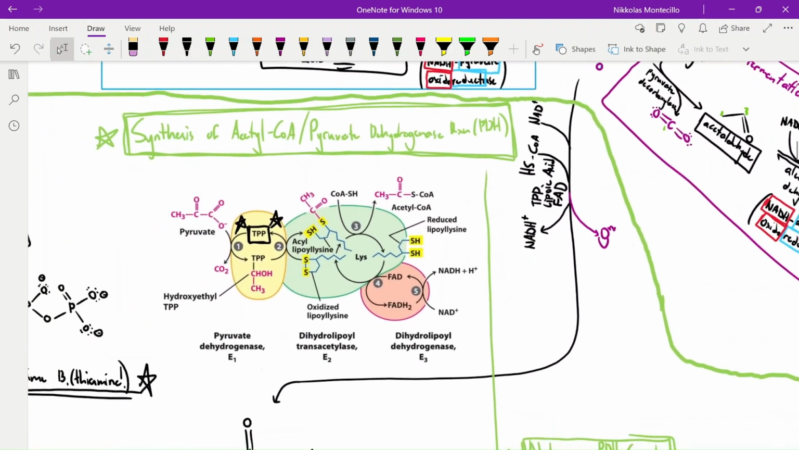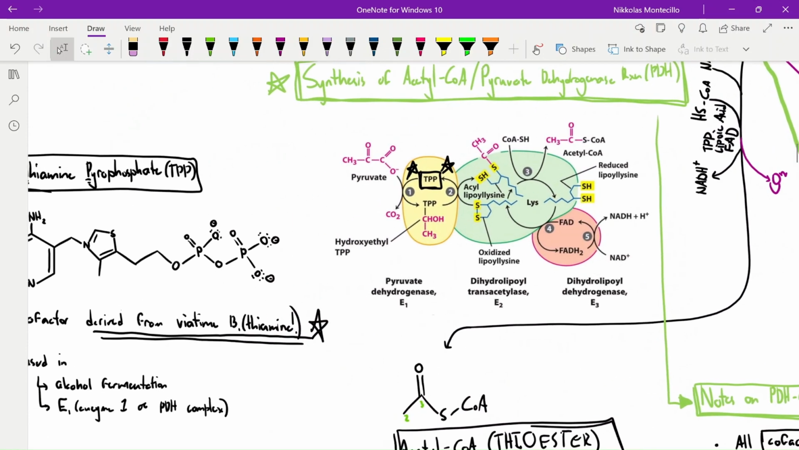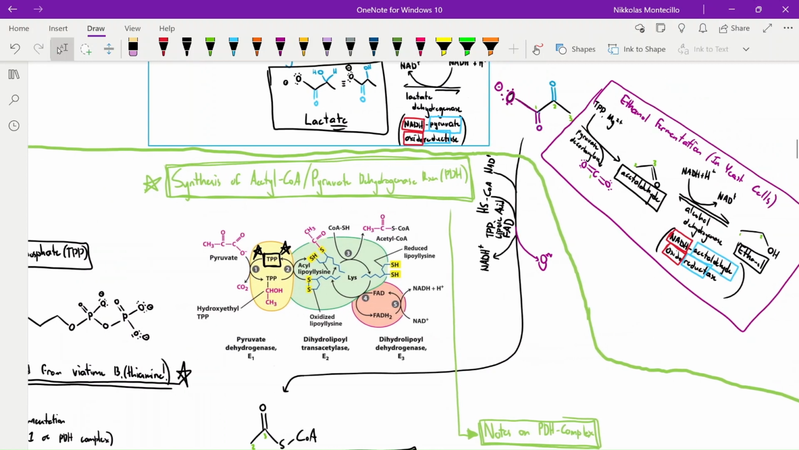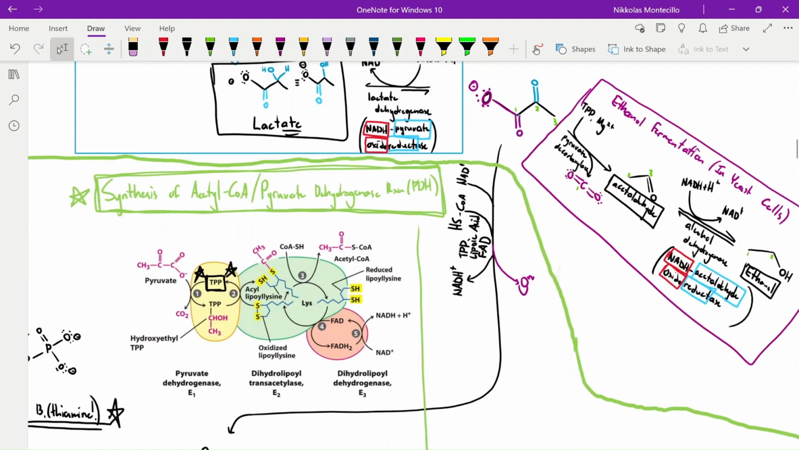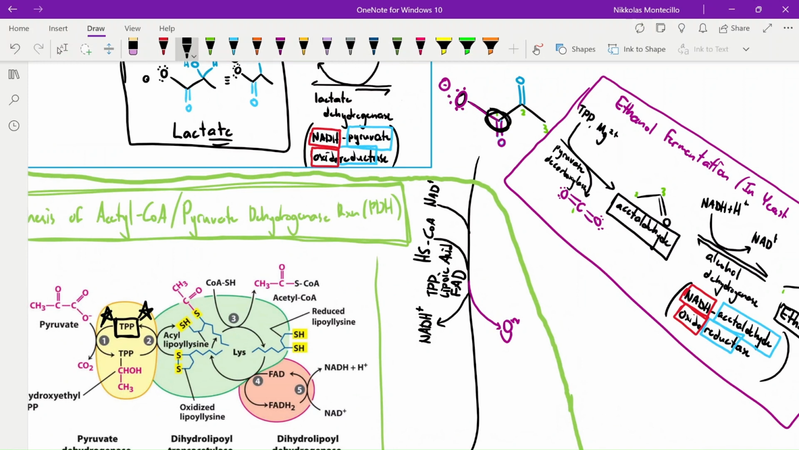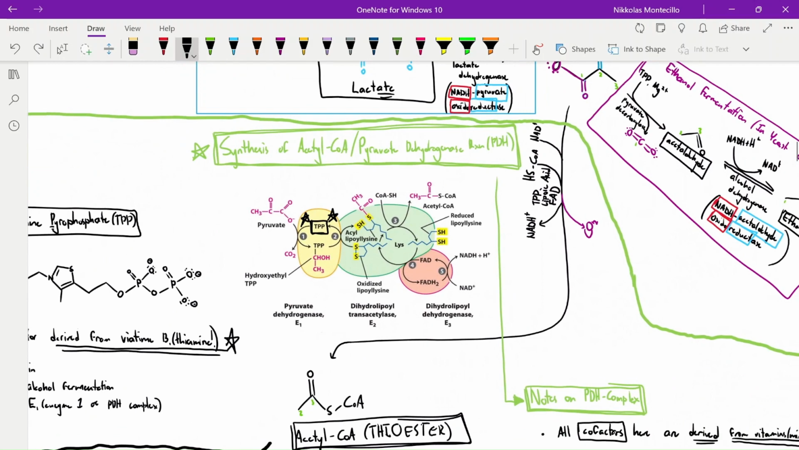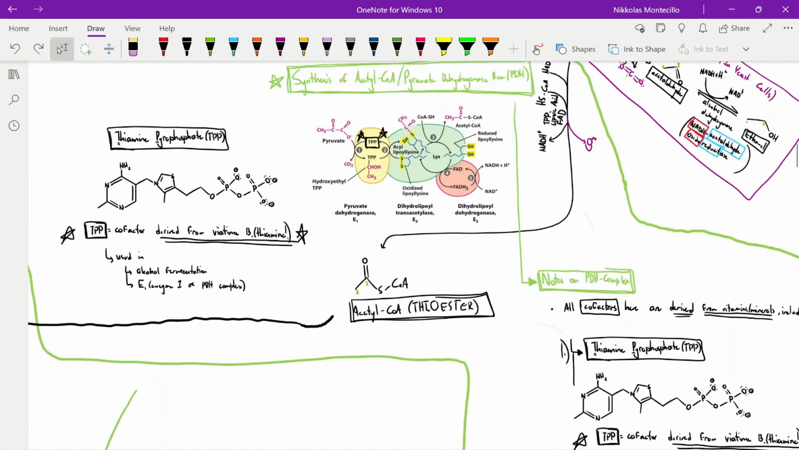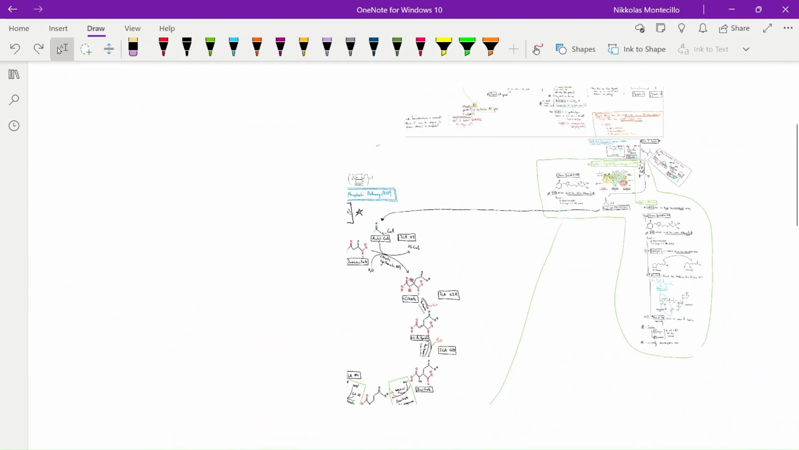Another decarboxylation reaction occurs. I'm not entirely sure where exactly it occurs, but it's the same: carbon 1 is expelled from pyruvate, and the molecule that's inserted is the thiol, CoA, forming the thioester. All right, and essentially that sets us up for the next big reaction that we're going to discuss, which is the citric acid cycle.